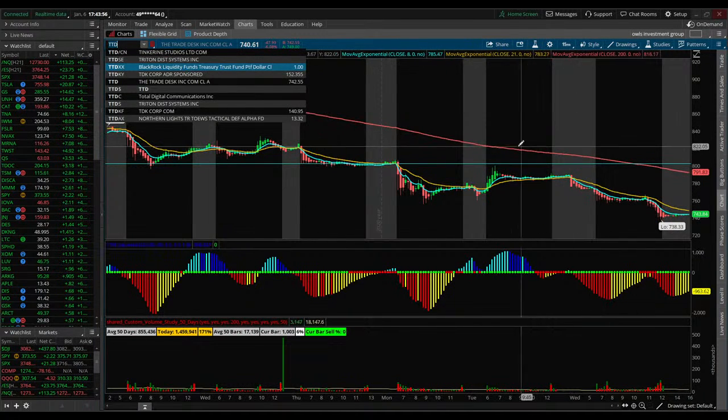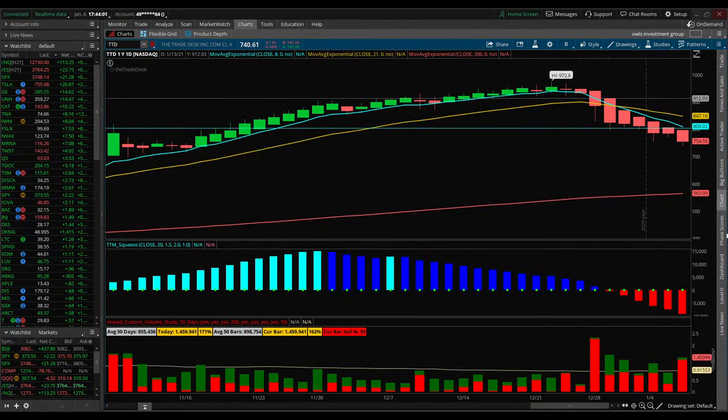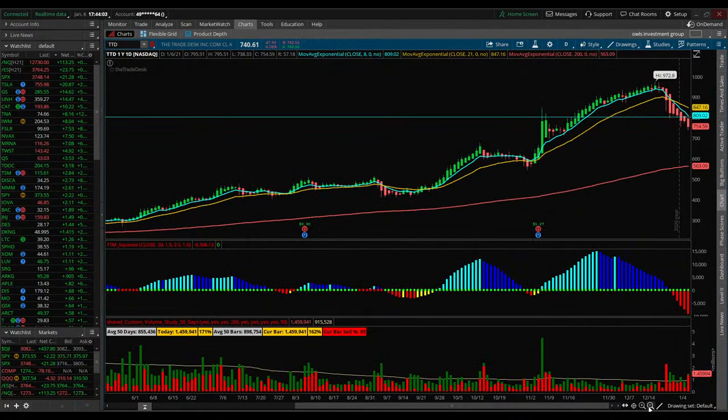Okay, so TTD daily. So right now, you see how the 21 has crossed the 8. So it's very bearish right now. Look at TTM, right? Bearish. But this could also mean, well, this is daily.